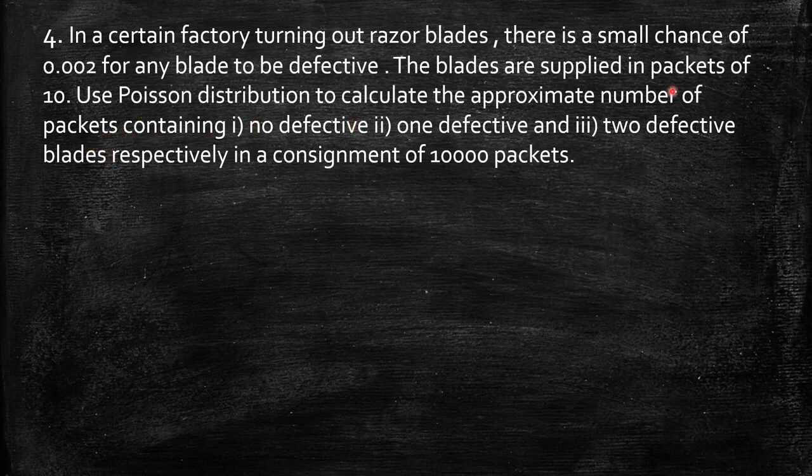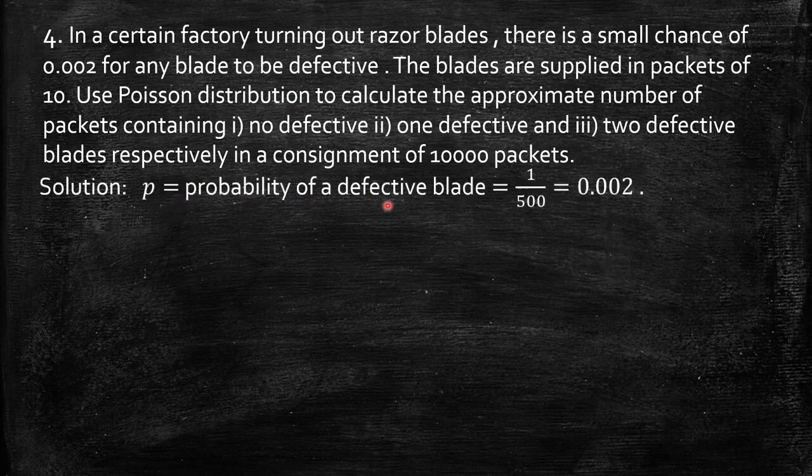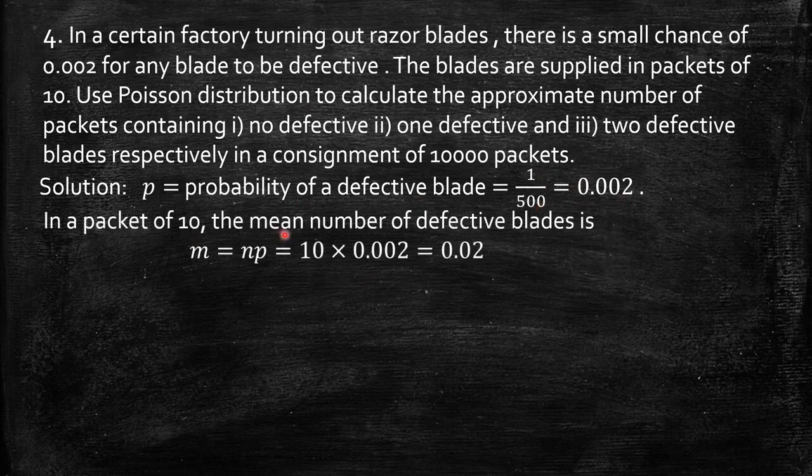So the blades are supplied in packets of 10. That means n should be taken as 10. Now for Poisson distribution, I want m. So the probability function depends on parameter m. So I need to first calculate m. P is given, that is probability of a defective blade is 1 by 500, 0.002. Now in a packet of 10, the mean number of defective blades is m. I can calculate with np. N is 10 into p is 0.002, which comes to be 0.02. So therefore I can write the probability function 0.02 power x exponential minus 0.02 by x factorial.